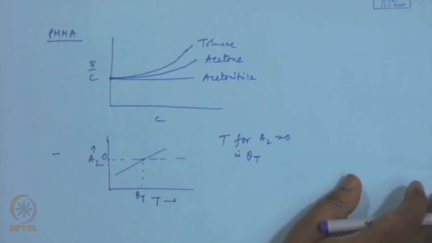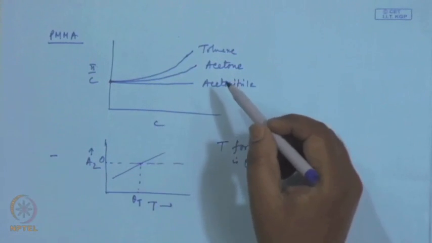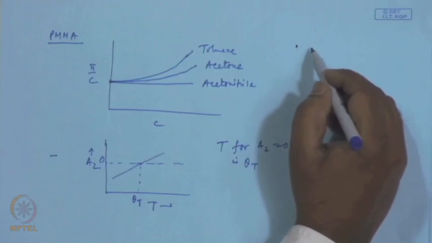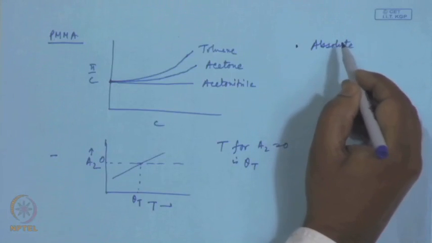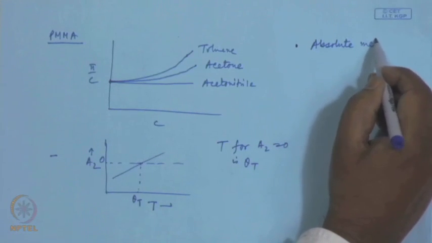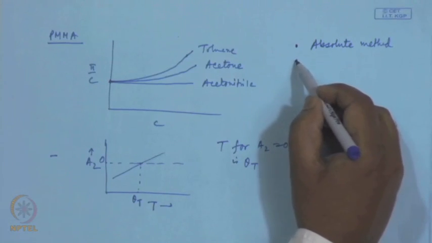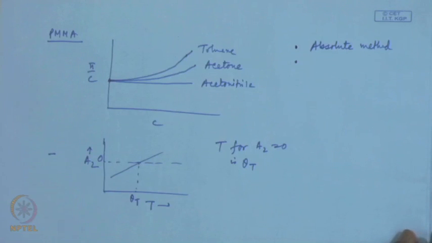What are the considerations we must make? As we can see, we do not require any calibration for this method. So, membrane osmometry is an absolute method. If you make a new polymer, you can get the number average molecular weight from first principles. You do not need any calibration.